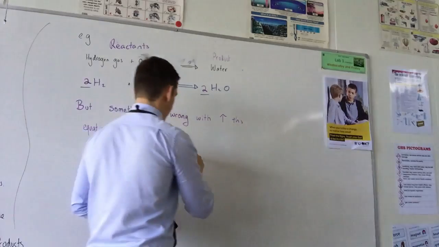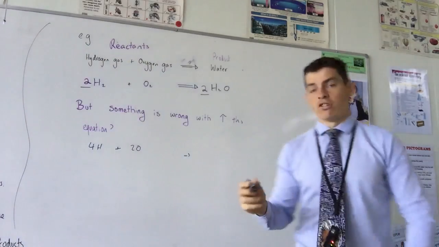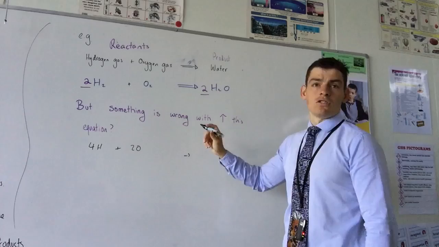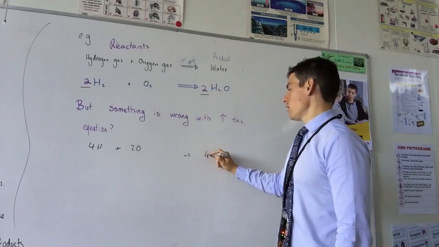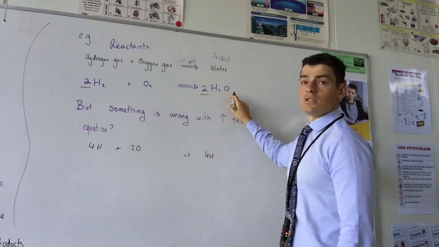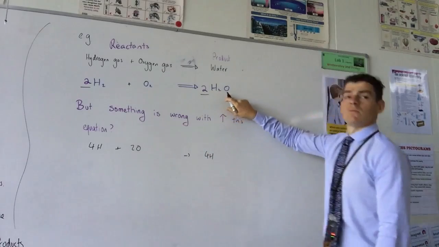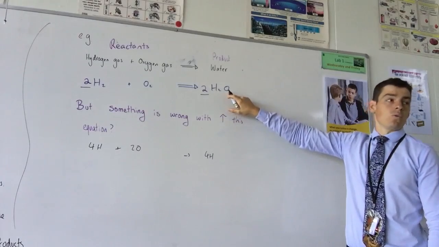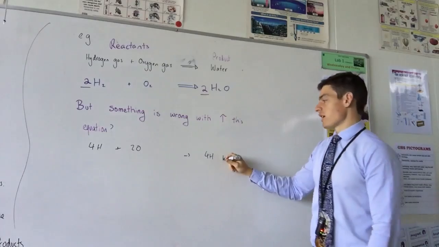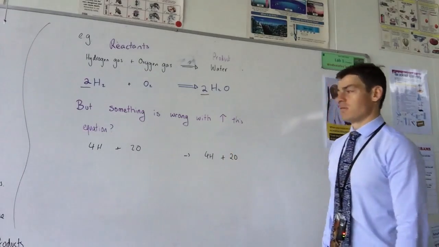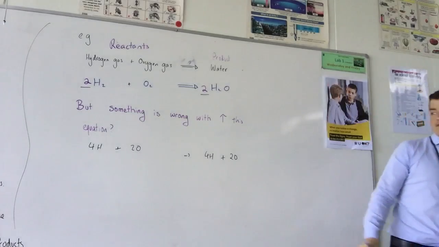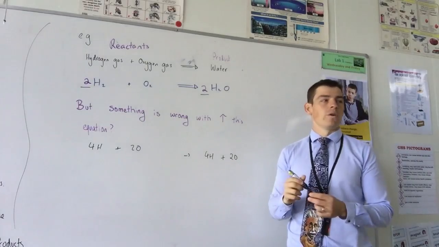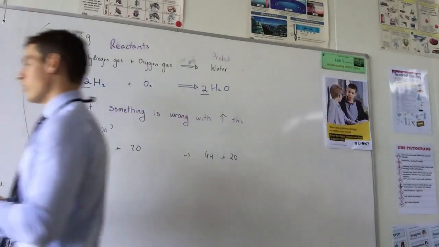On the right? How many hydrogen? 2 times? 2 times 2, which is? And then 2 times... How many oxygens have I got? 1 times? So that is 2 oxygens. 4 hydrogens, 2 oxygens on both sides. Are we balanced? Well done. Very, very tricky.